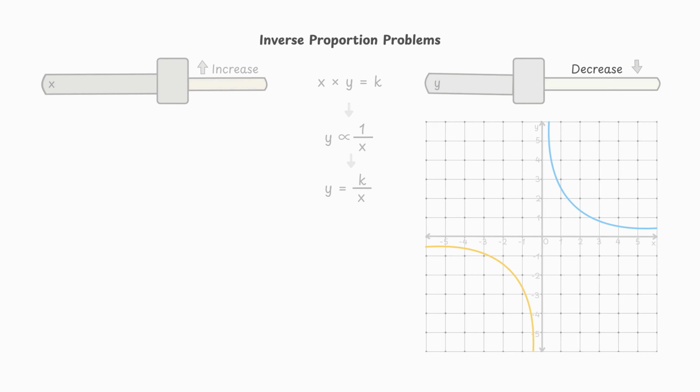The graph is not a straight line. It forms a smooth curve called a hyperbola. As x increases, y decreases, but they never touch zero.